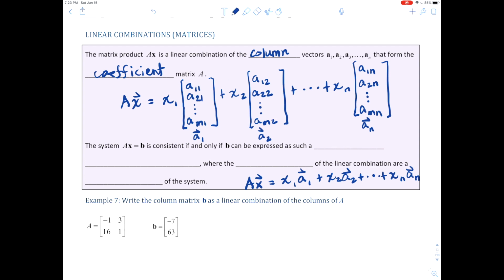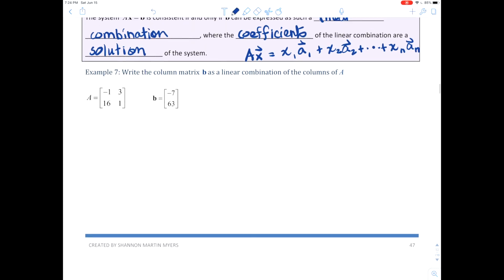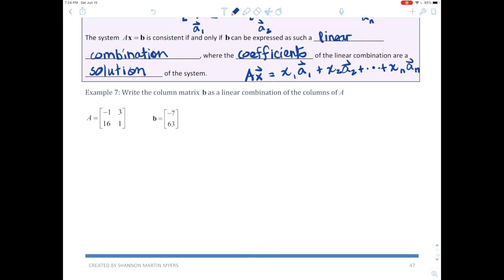Groovy? All right, well, does it make sense then that the system A times X equal to B is consistent if and only if B can be expressed as such a linear combination where the coefficients of the linear combination are a solution of the system? Notice it says a solution. There might be more than one. Okay?